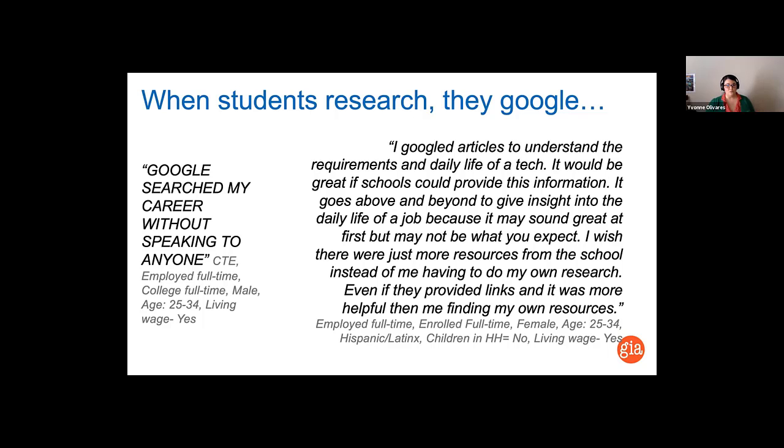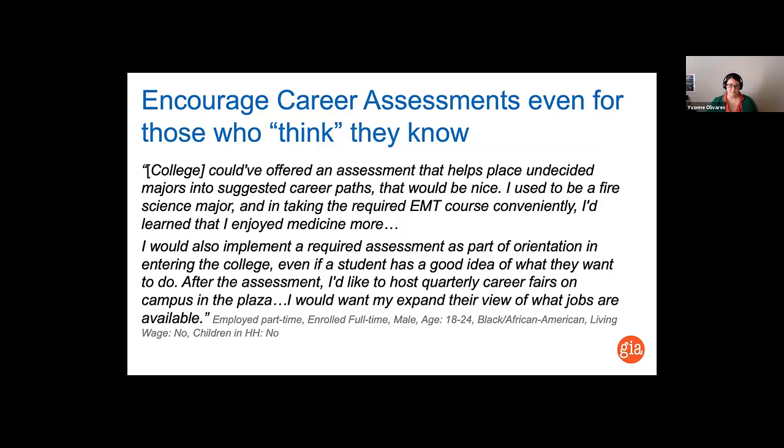There's a lot of solutions students proposed to this, but I'm gonna just mention one, which is an easy takeaway, was that students think that career assessments should be encouraged, even for students who think they know. Here's a quote: college should have offered an assessment that helps place undecided majors into suggested career paths. That would be nice. I used to be a fire science major, and in taking the required EMT course conveniently, I learned that I enjoy medicine more.